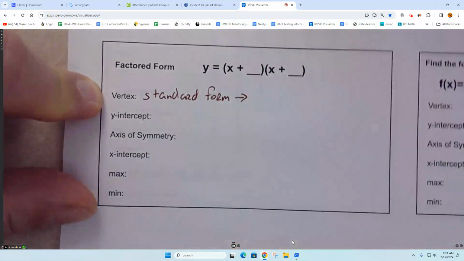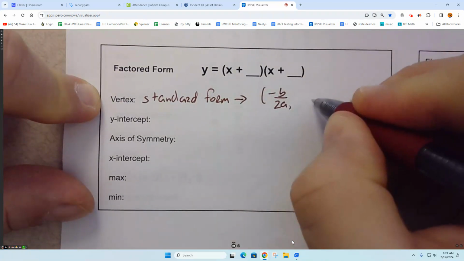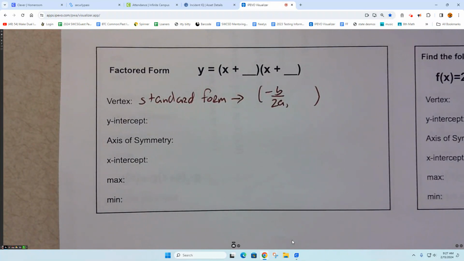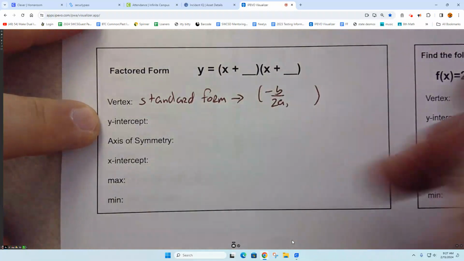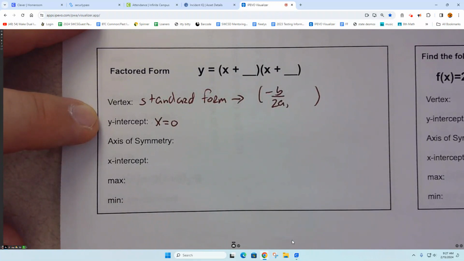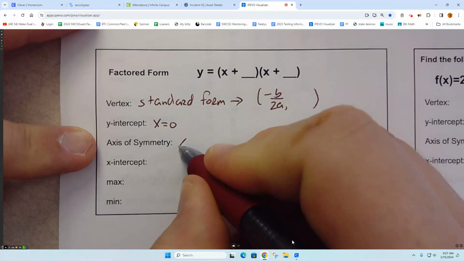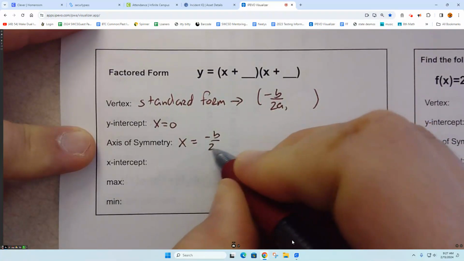And then once it's in standard form, I have to use negative b over 2a. Most of these problems are about finding the what? The vertex. The vertex is kind of like the most important point in these. So most of the time, if you can find the vertex, everything else kind of falls into place. Y-intercept, to find it, we're going to plug in x equals 0. There's no trick to that. Axis of symmetry is going to be x equals whatever we find from the vertex.